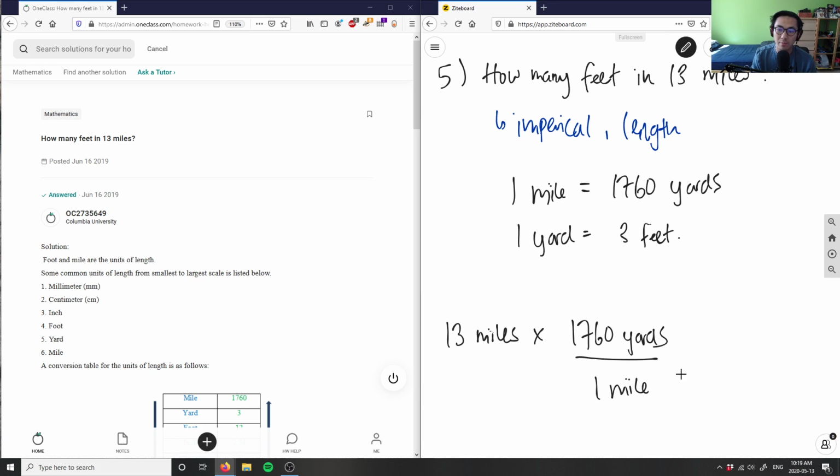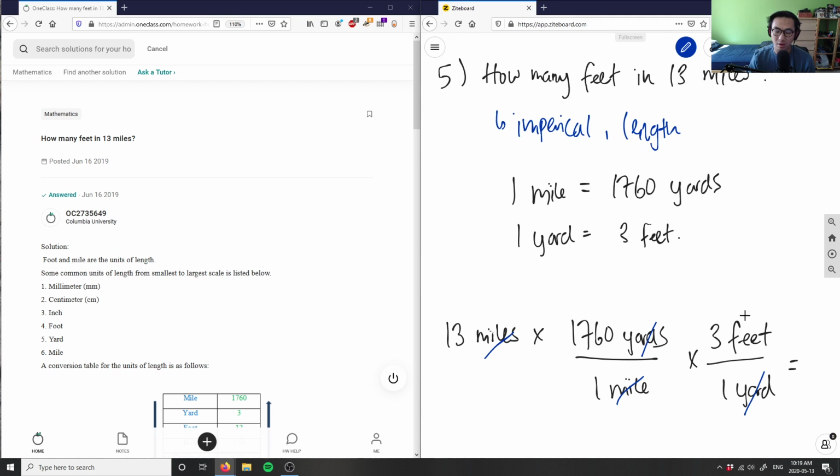And then I want to figure out, okay, how many yards are in feet? Well, I know that I have 3 feet in 1 yard, right? So I can say that I have 3 feet here in 1 yard. And as you can see here, these units are going to start to cancel out, right? These miles cancel out here. These yards cancel out here. So therefore, I'm only left in feet, and that's the unit I want to solve, right?